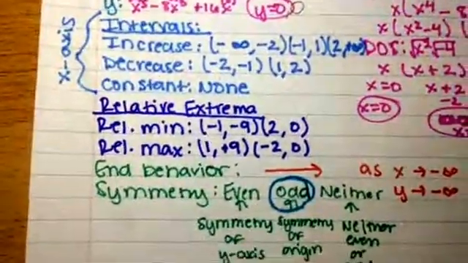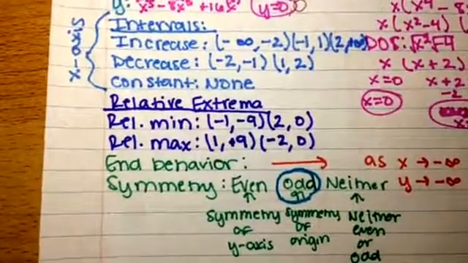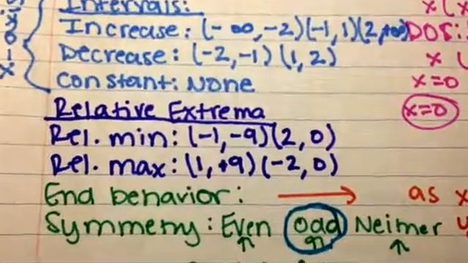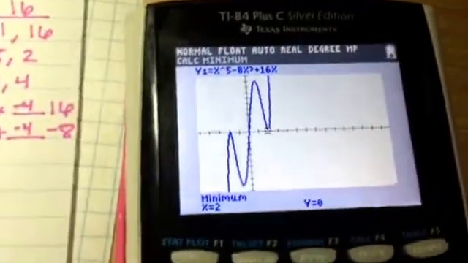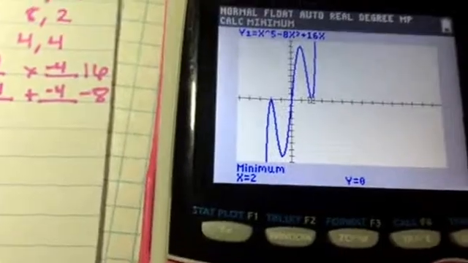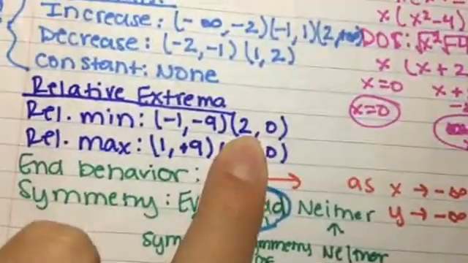Now we are going to find our relative extrema, which include our relative minimums and our relative maximums. To find our minimums, all we have to do is press second trace 3 on our calculators. I did that, with left bound and right bound, and it gave me a minimum of 2, 0. So I wrote 2, 0 right here.